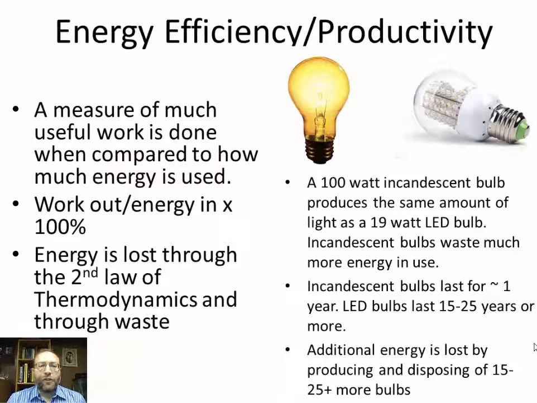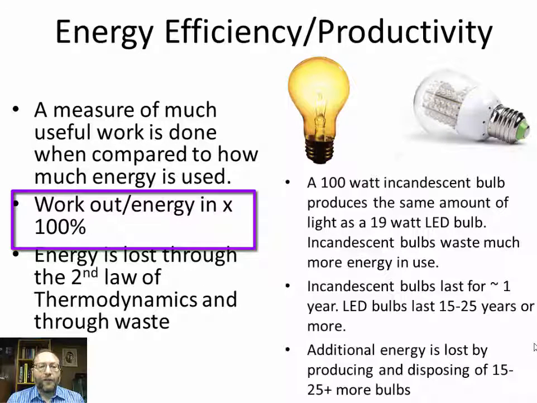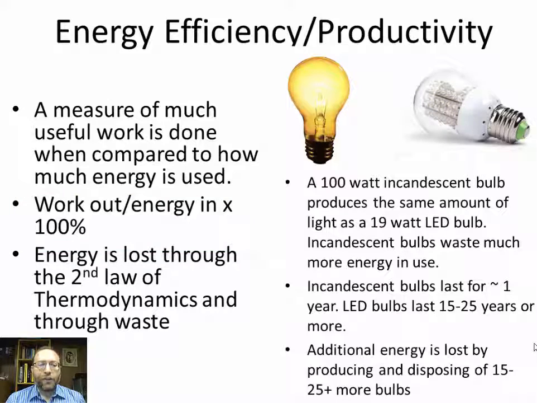And that brings us to energy efficiency or energy productivity, which are the same things. That's a measure of how much useful work is done when compared to how much energy is used. An equation for that is what we see over here: work out divided by energy in, times 100%, is the energy efficiency. And how is energy lost? It's lost through the second law of thermodynamics. It's also lost through waste. We don't always use the most efficient ways of using energy. And light bulbs are an excellent example of that.